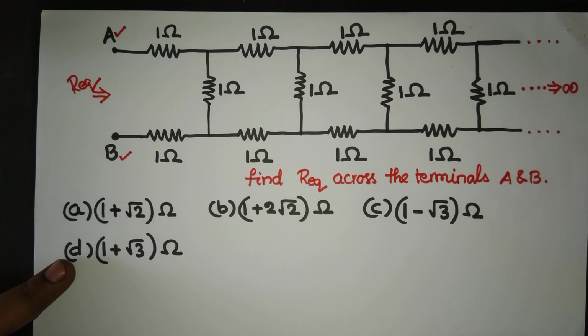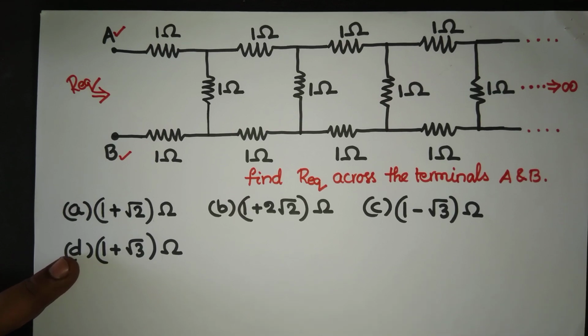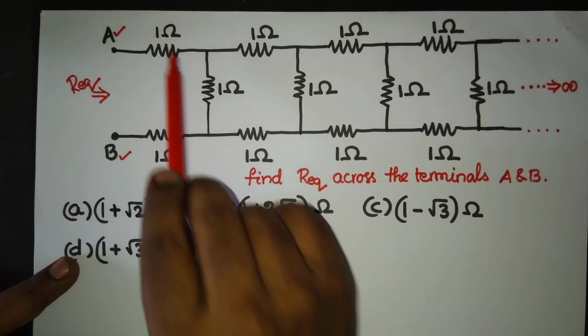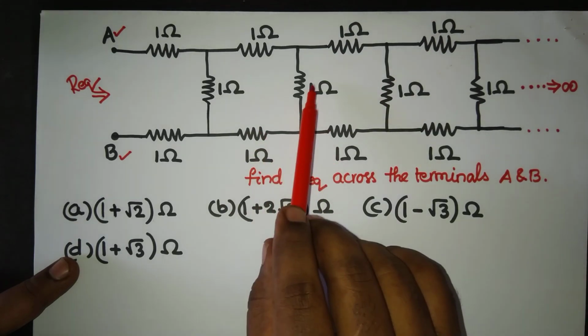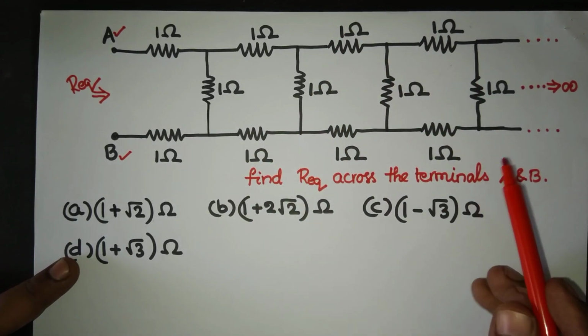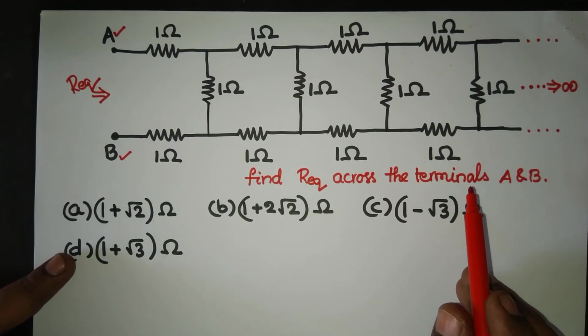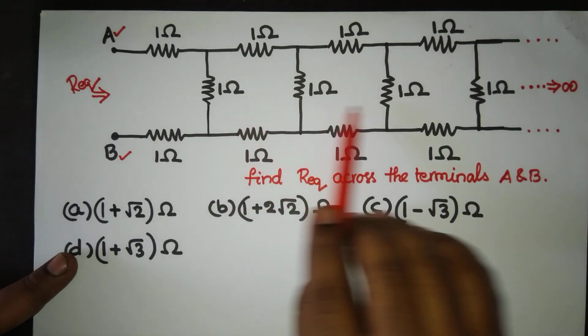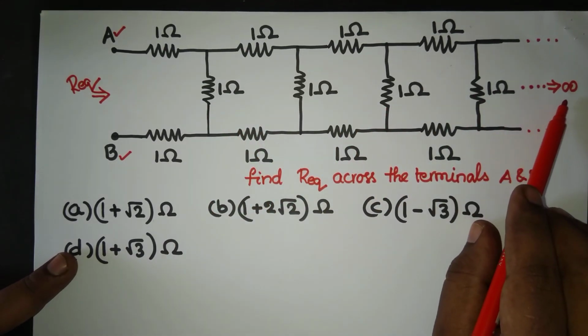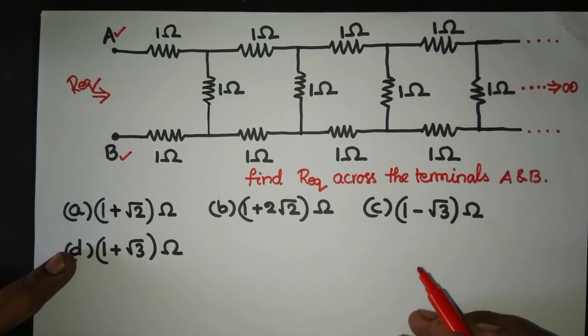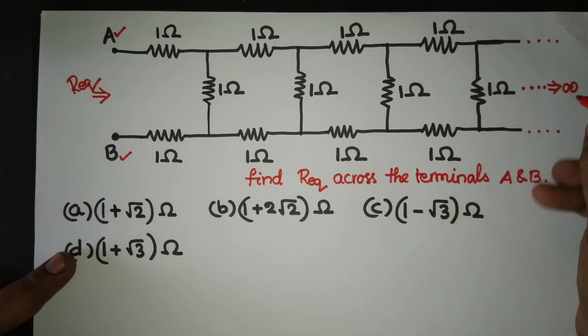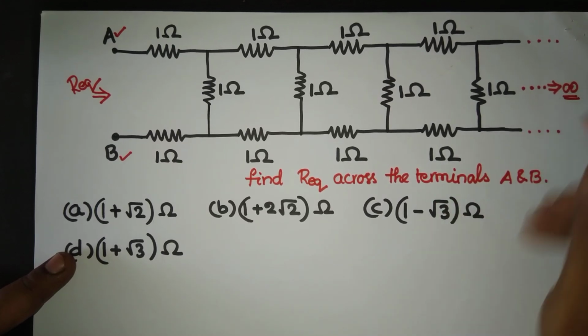So how do we tackle this? Fortunately, each and every passive component, that is R, has 1 ohm everywhere. But unfortunately, this network is extending up to infinity. So in this difficult situation, how do you find this R equivalent? In every question they will never put you in trouble, they will try to help you in some way.